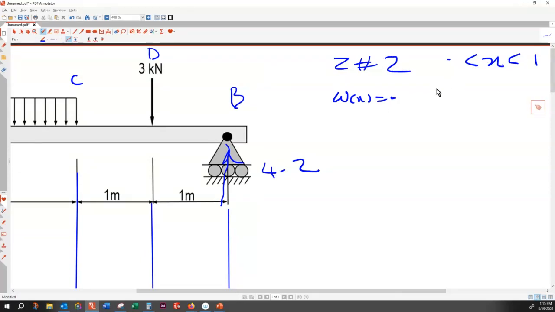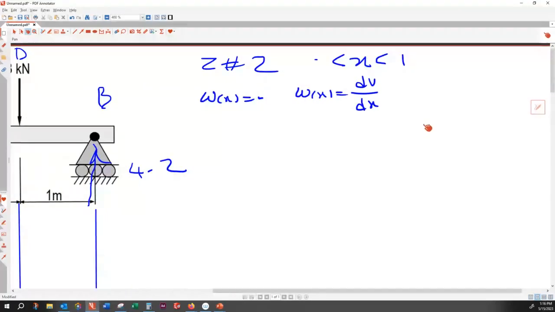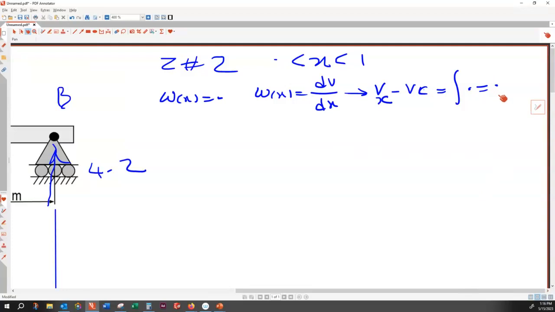So then I should use the differential equation. W of x is dv over dx. That means v of x minus v of c is the integral of 0, which is 0. So v of x is equal to v of c.